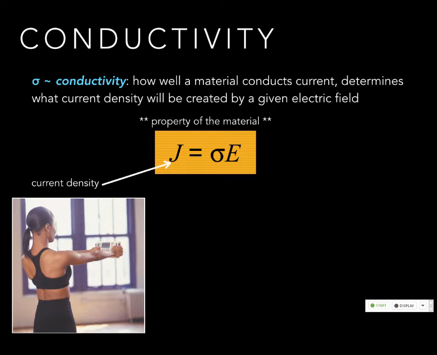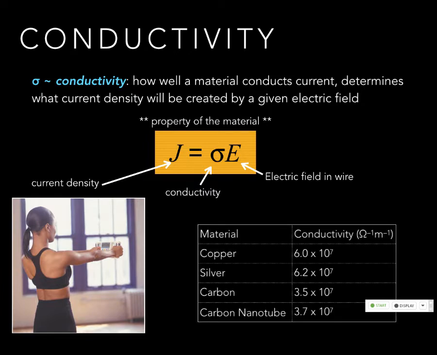So here's your current density, here's your conductivity, here's your electric field in the wire. Conductivity of some materials: copper, silver, carbon nanotube. Carbon gets a little confusing because it has some other interesting properties when you deal with electricity. But basically, a lot of wires are made of copper. Why are not a lot of wires made of silver? It's expensive. It has slightly better conductivity, but nobody wants to pay for silver wires.